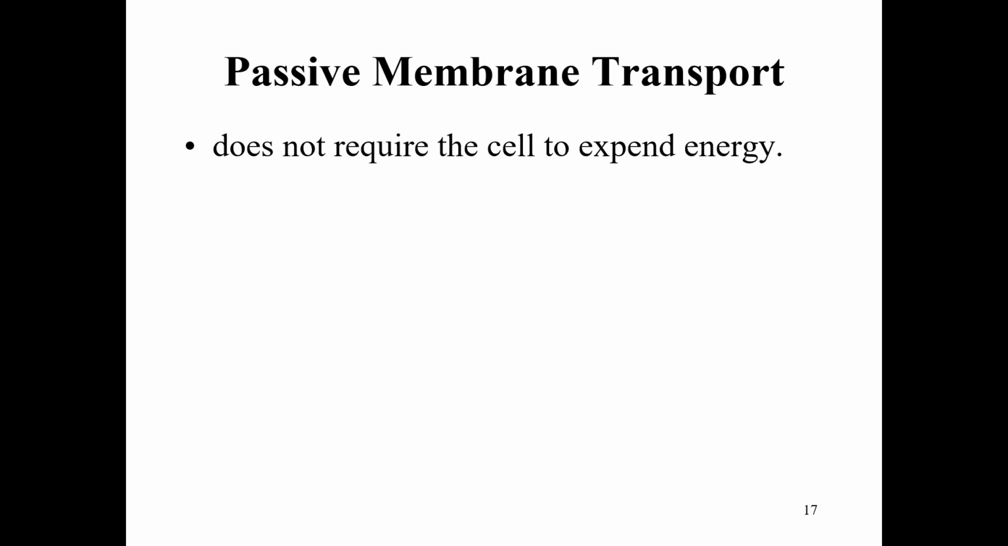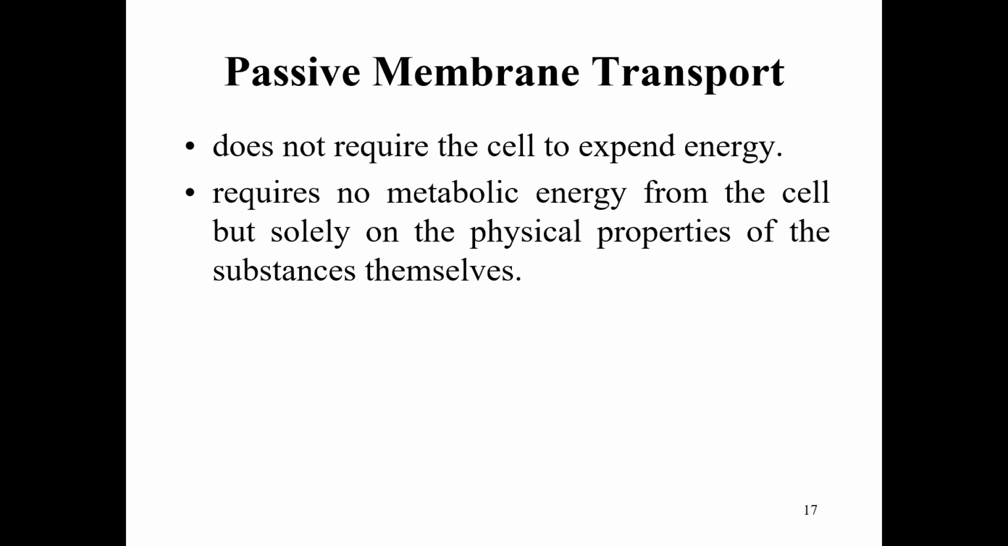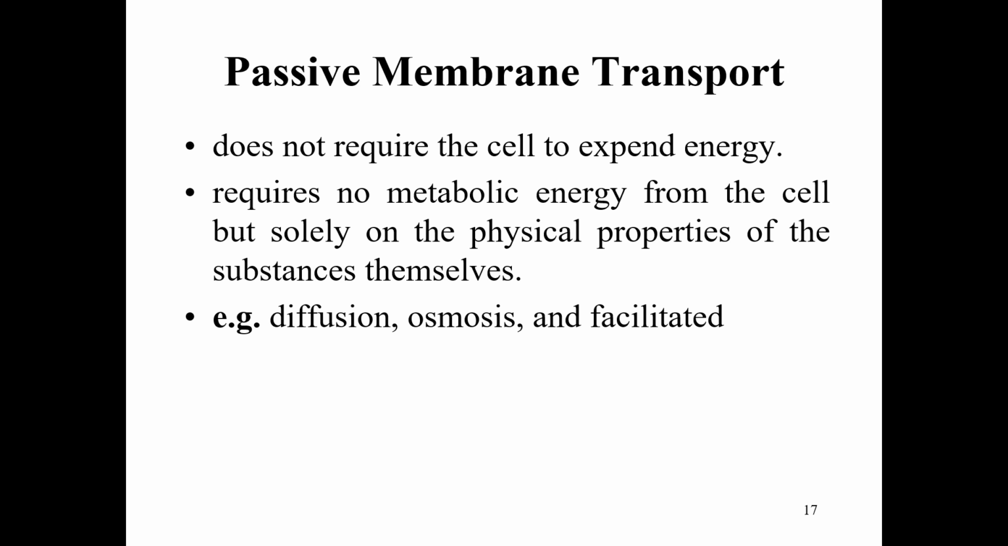So first, let's discuss the passive membrane transport. It does not require the cell to expend energy in the form of ATP. That is why it is called passive. It requires no metabolic energy from the cell but solely relies on physical properties of the substance themselves. We have different types of passive membrane transport. We have diffusion, osmosis, and facilitated transport, or facilitated diffusion.